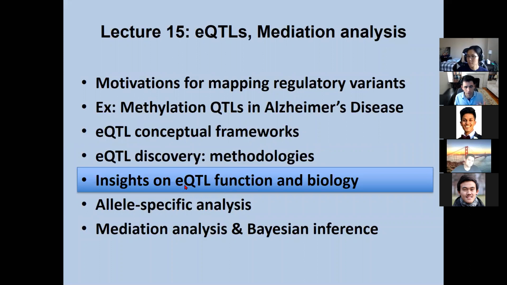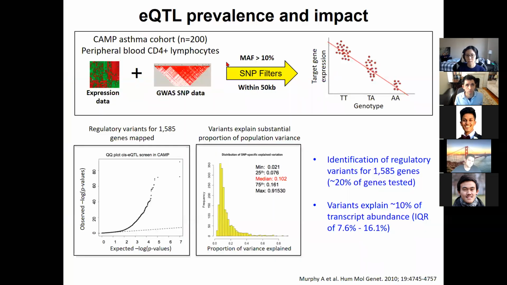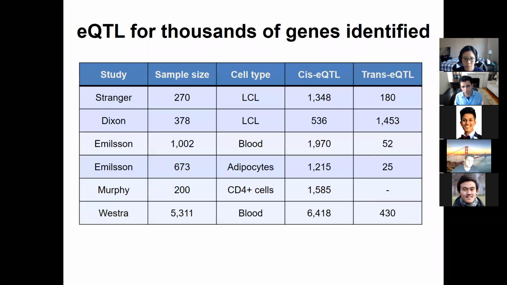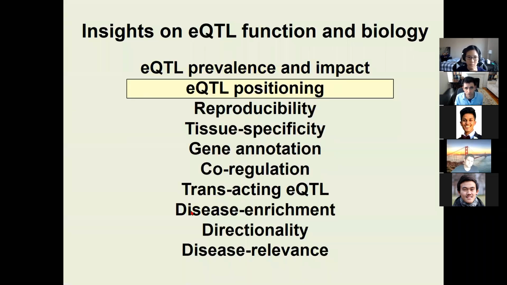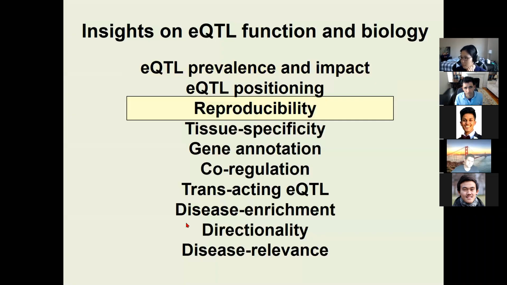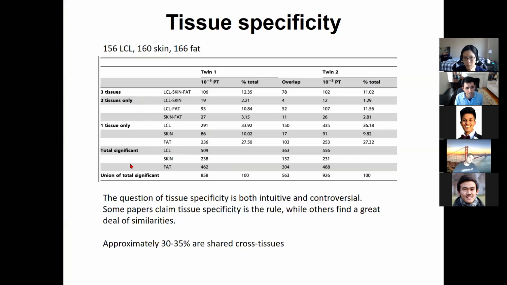We can now start talking a lot about what we have learned about eQTLs and their biology. So what have we learned about eQTL prevalence and impact? We're basically learning that eQTLs are everywhere, that with increasing power, you find more and more eQTLs across many different tissues, and that they're usually positioned very close to the transcription start site. There's a 34-fold enrichment within 5 kb of the TSS. We can learn about reproducibility across different data sets, which is, of course, a function of power. And you can look at how tissue specific they are.